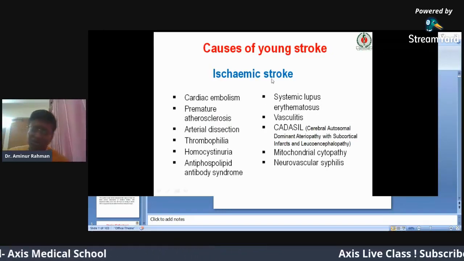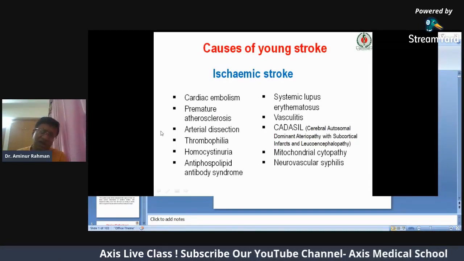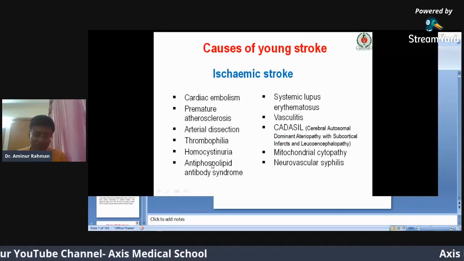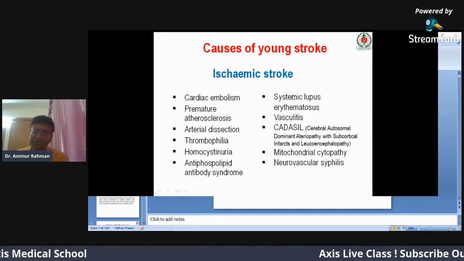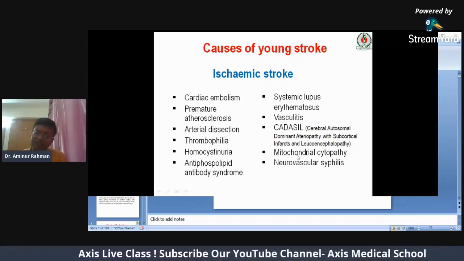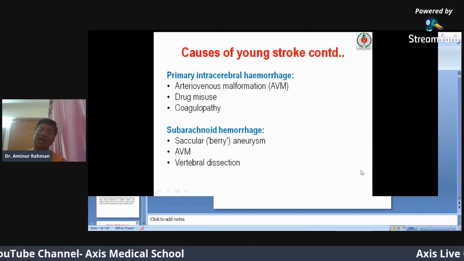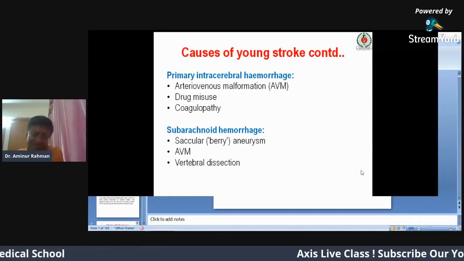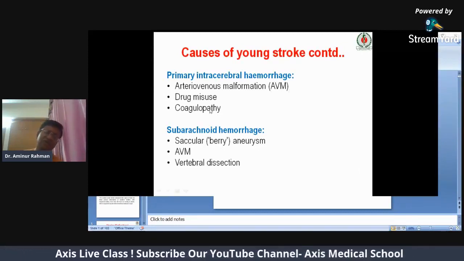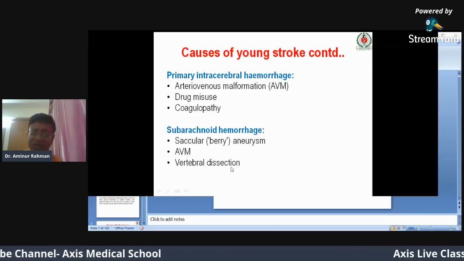And causes of young stroke: in case of ischemic stroke, cardiac embolism, premature atherosclerosis, arterial dissection, thrombophilia, homocystinuria, phospholipid antibody syndrome, systemic lupus SLE, vasculitis, CADASIL, mitochondrial cytopathy, and neurosyphilis. And causes of primary ICH in young stroke are arteriovenous malformation, drug misuse, and coagulopathy. And for subarachnoid hemorrhage, saccular aneurysm, AVM, and vertebral dissection.